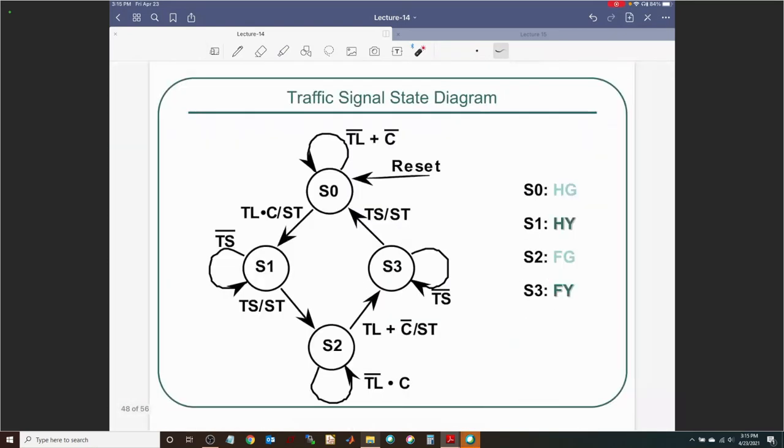Next, the state transition diagram has already been done. Let's talk about how all these transitions are listed. First, because we had four states, we drew four circles: S0, S1, S2, S3. S0 essentially means the highway light green is on. That also means the farm road is red, and so on. These are the same as earlier when we tabulated all the unique states. So that's S0, S1, S2, S3.